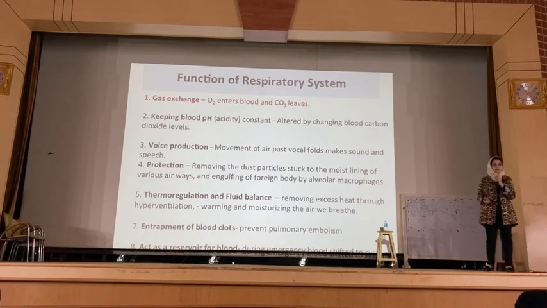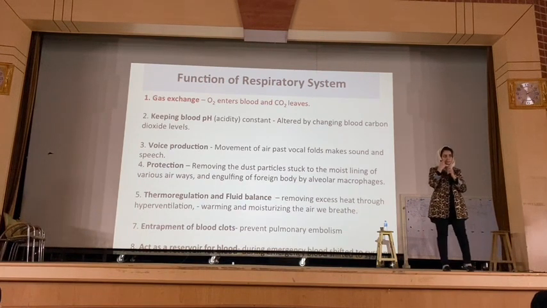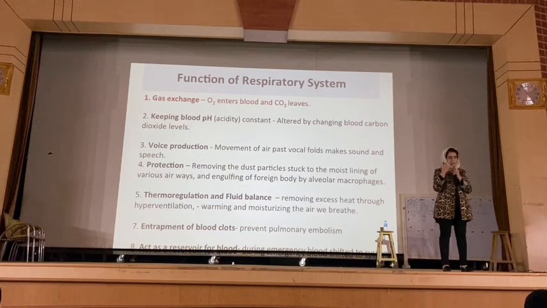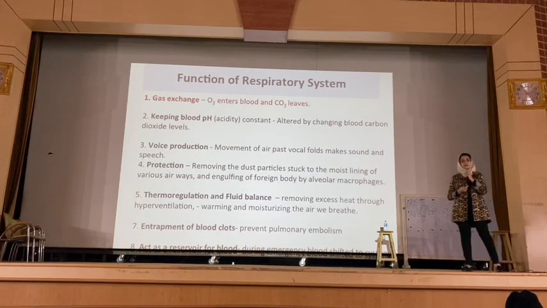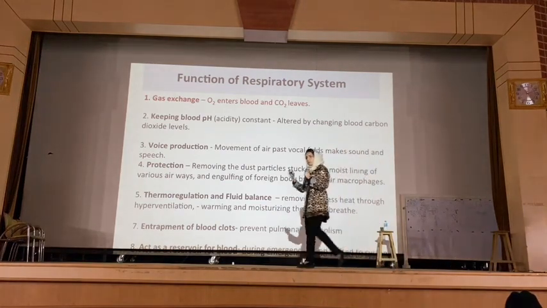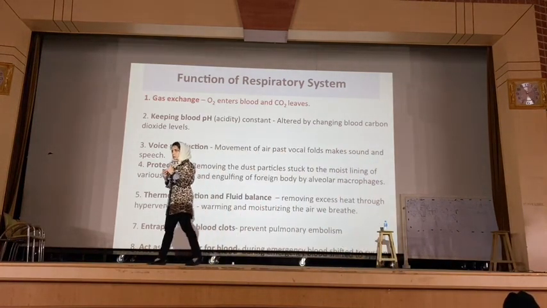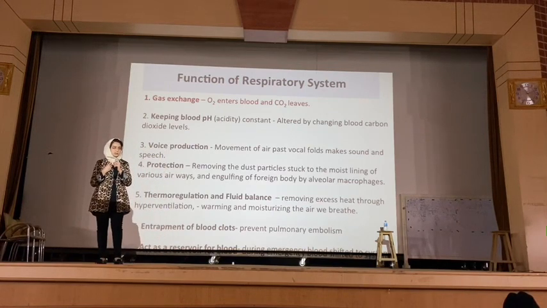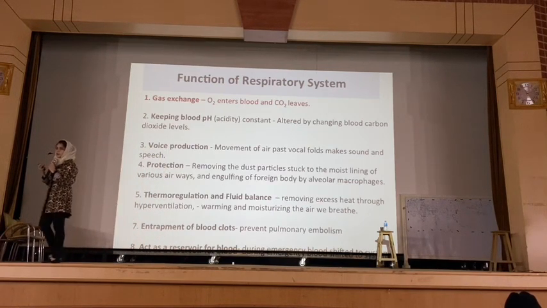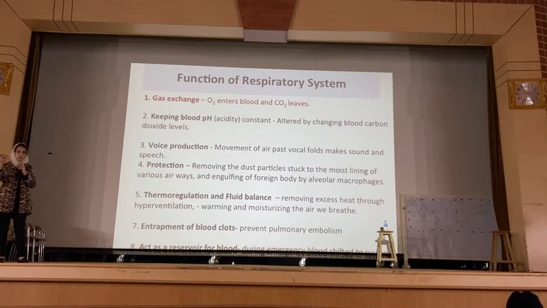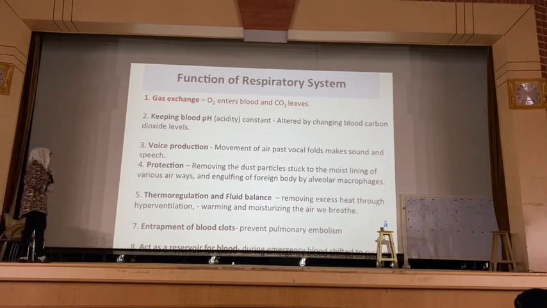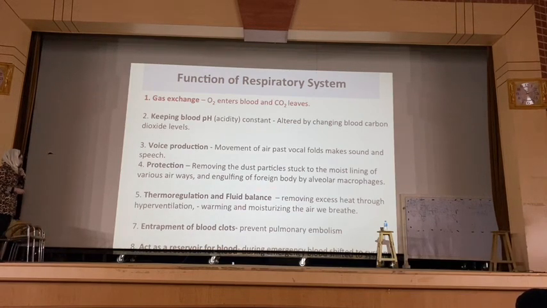Thermoregulation and fluid balance. How does the respiratory system cause thermoregulation? Through ventilation. Because, you know, it can humidify the air. And also by breathing, by ventilation, there will be exchange of fluid to the outside. That's why it's also important for thermoregulation and fluid balance.